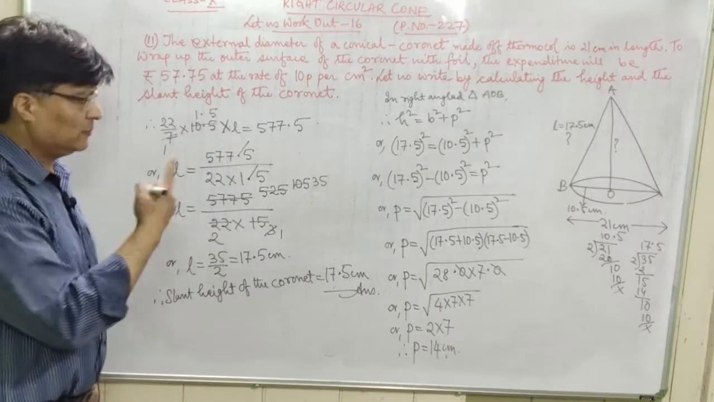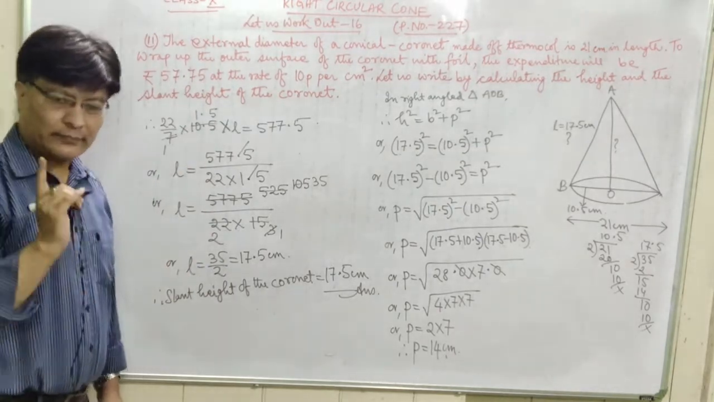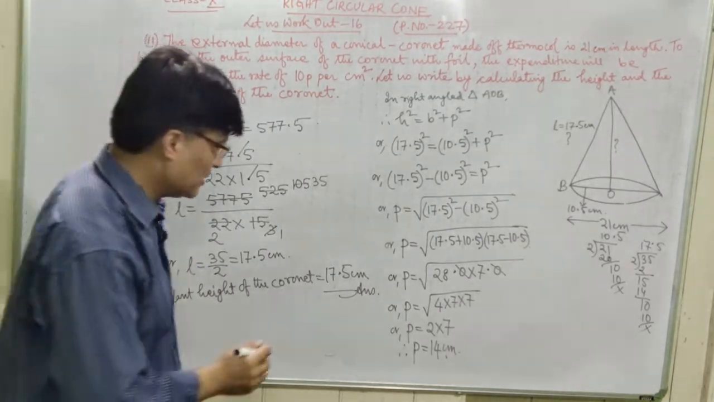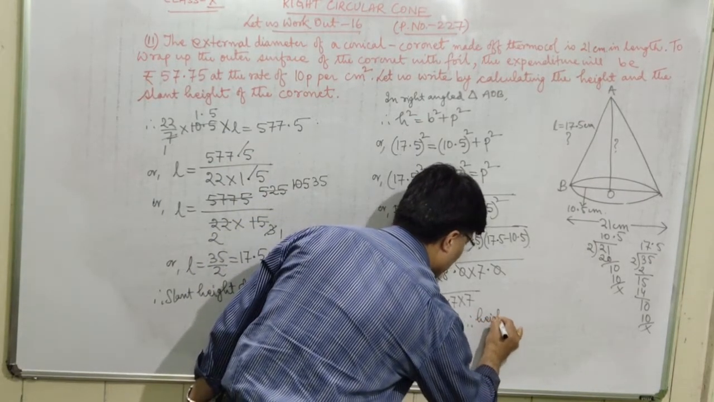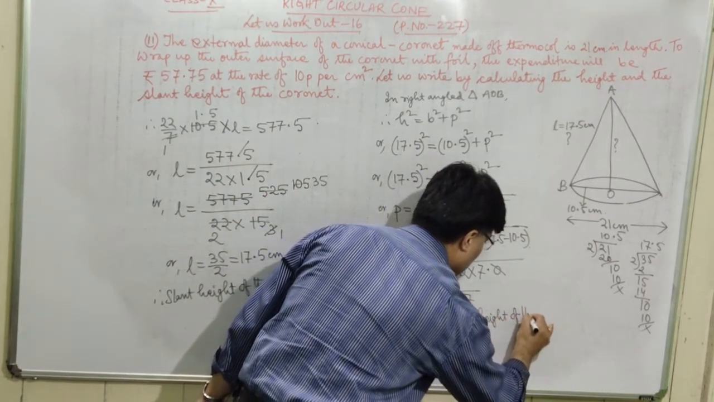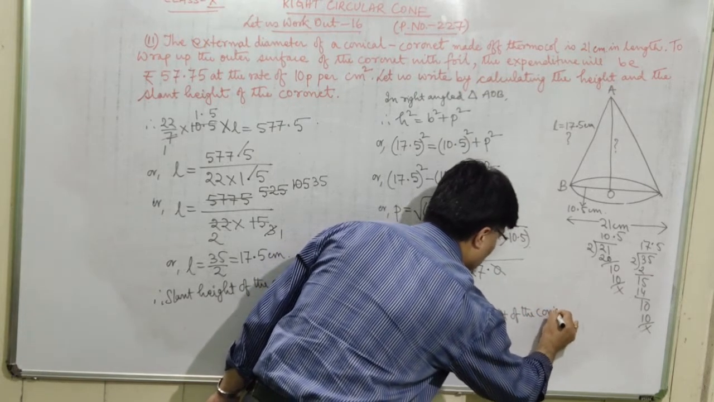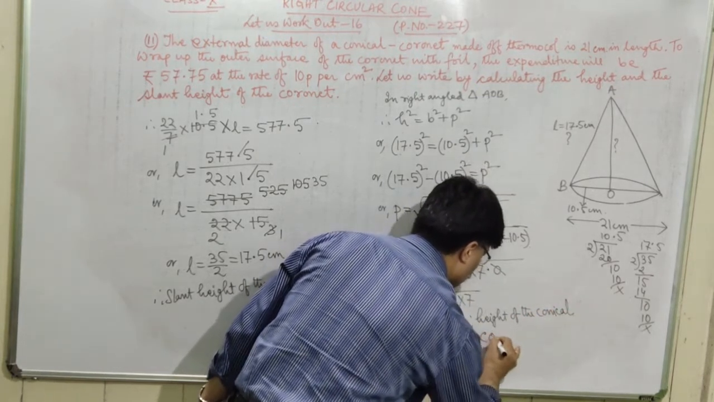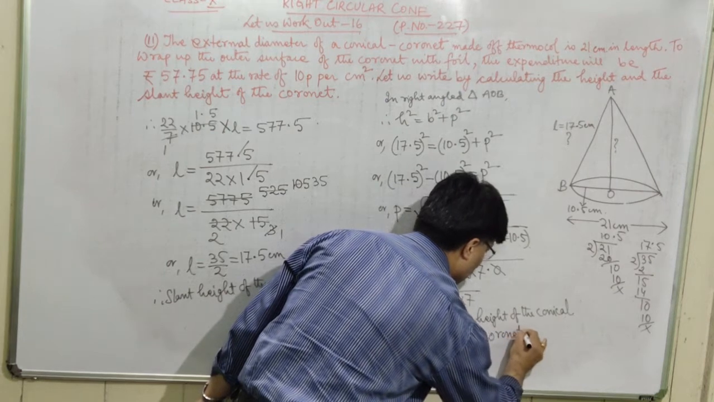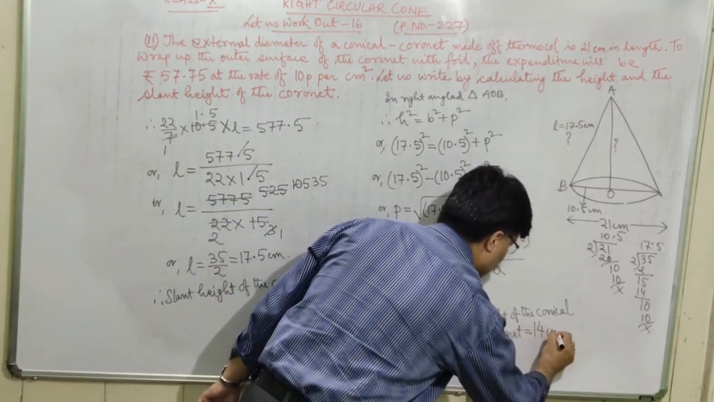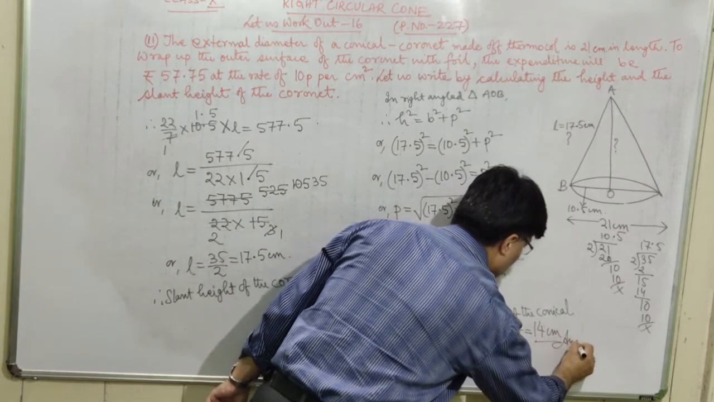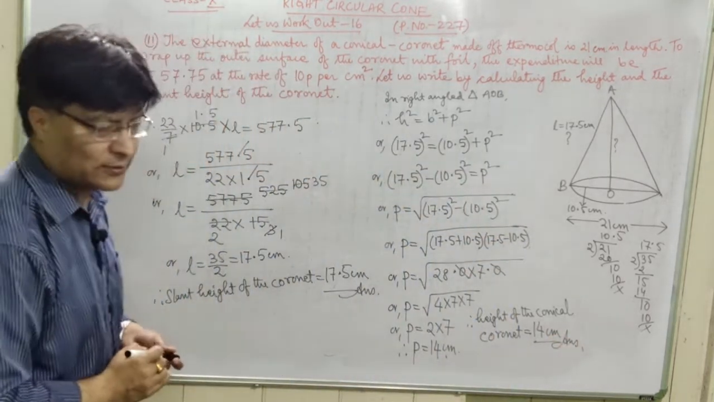So what is p here? Height of the conical coronet. So therefore height of the conical coronet is equal to, what is the answer? It is 14 centimeter. So this is the final answer.